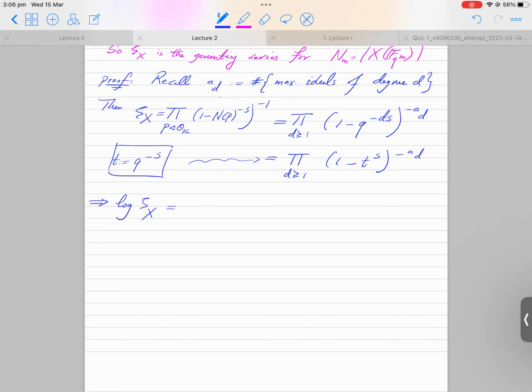Well, what happens when you take a log? We just follow our nose now. So this is log of 1 minus... sorry, I think I made a mistake, this should have been t to the d, because I absorbed the s into t. So what remains is the d. So then I get log of 1 minus t to the d to the power AD.